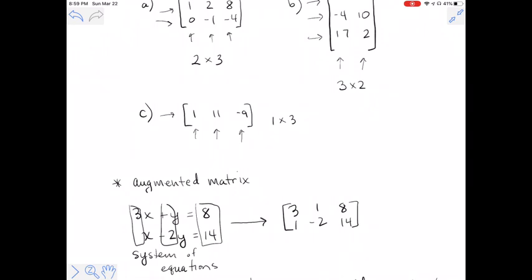last column. Some textbooks have a little dotted line to separate the coefficients of the variables from the constants after the equal sign. I don't believe our textbook uses a dotted line there, but just so you're aware, some textbooks do put a dotted line right there to denote an augmented matrix.